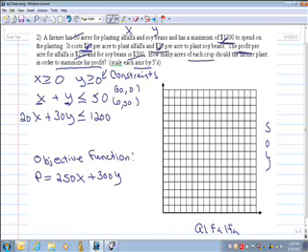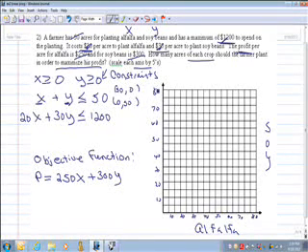All right, so if we do that, along the x-axis this is going to be 5, 10, 15, 20, 25, 30, 35, 40, 45, 50, 55, 60, 65, 70, 75, 80. And the same thing up the y-axis. All right, so let's go ahead and graph 50, 0, and 0, 50.